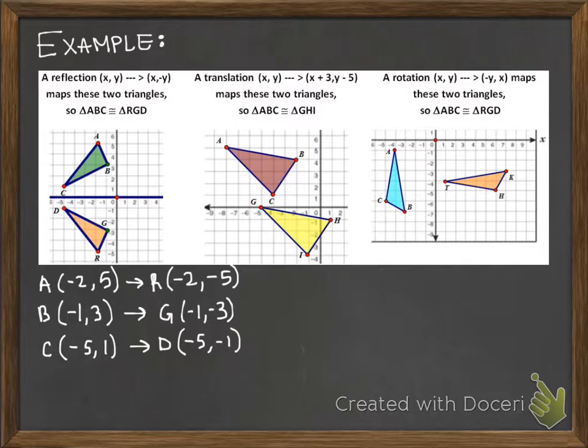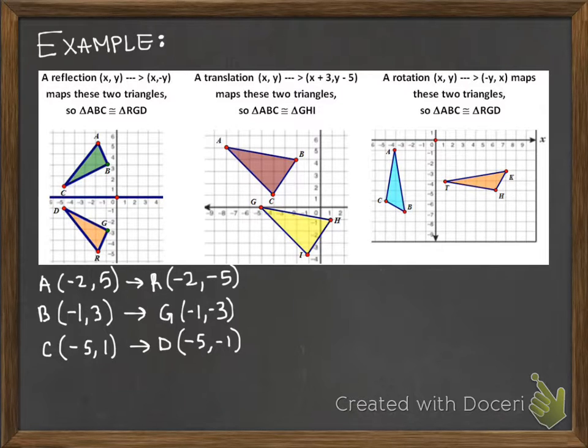If we were to reflect this triangle over the y-axis, the rule would be different, as well as if we reflected it over the line y equals x. Each reflection has a different rule for what happens to the x and y coordinates, so pay attention to the before coordinates and after coordinates to see the rule for that reflection.